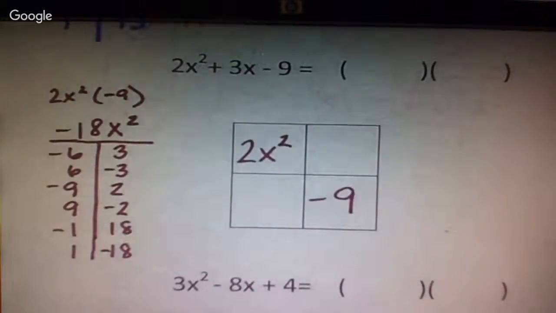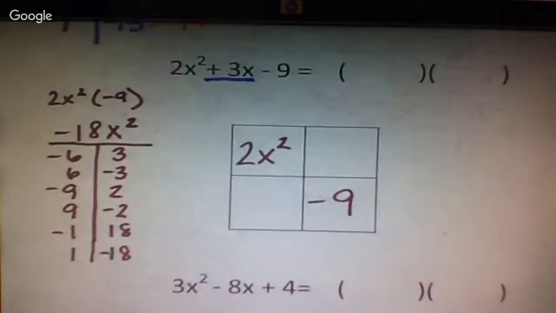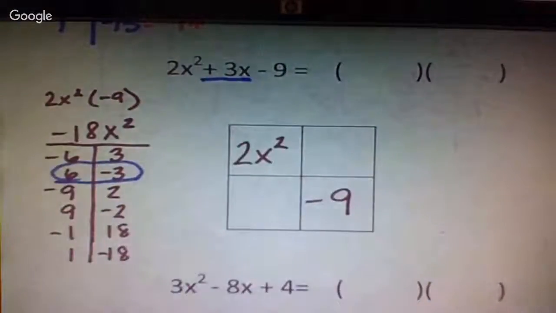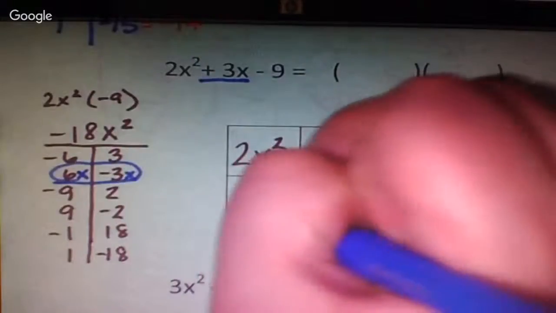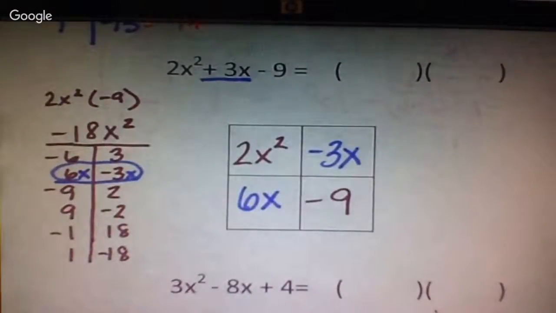Okay, what is my goal here? I need +3. Which one of these is going to give me +3? The second one, 6 and -3. Don't forget, this is x squared, so I need to have x times x. So 6x goes in one, -3x goes in the other. In your case, when we're dealing with quadratics, it's always going to be x and x.